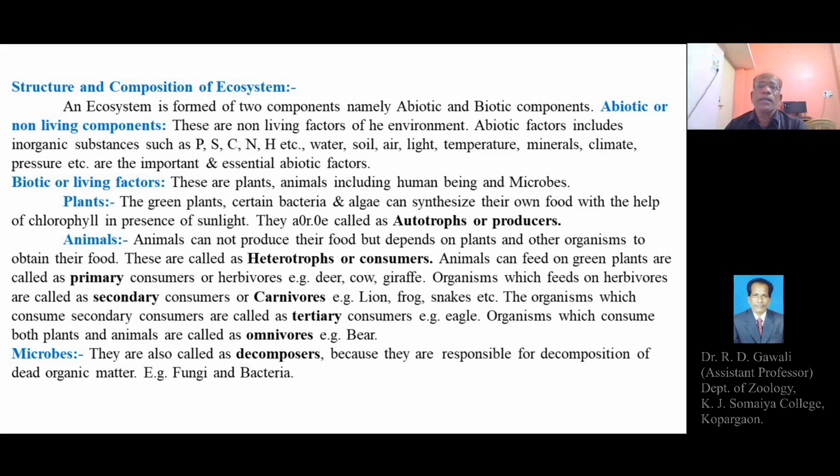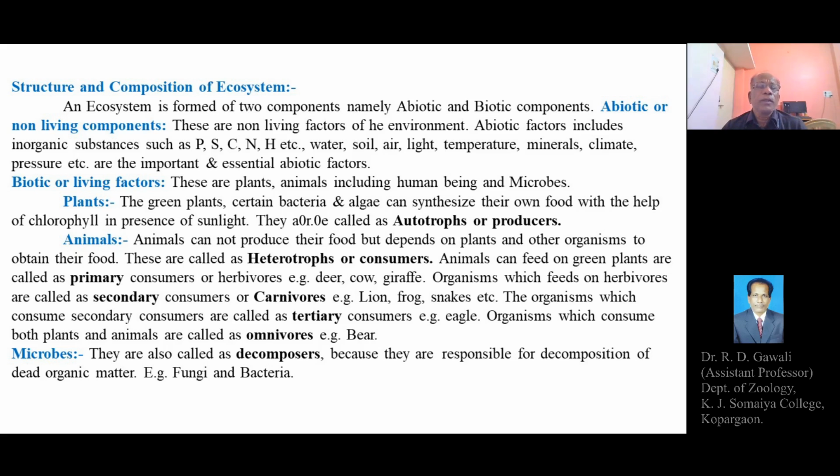Plants, animals, including human beings and the microorganisms, will form a biotic component or the living factors of the environment. So in any type of ecosystem, these two types of components or factors are present: biotic and abiotic components.